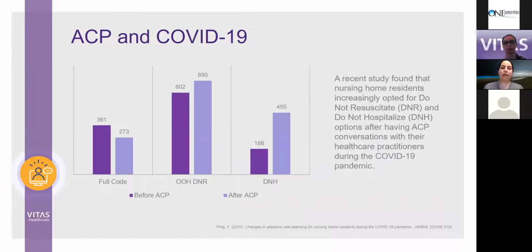So this is a diagram from a recent study that showed that nursing home residents increasingly opted for do not resuscitate and do not hospitalize options after they had advanced care planning conversations with their healthcare practitioners during the COVID-19 pandemic. So it was a really huge difference once the healthcare providers were involved.